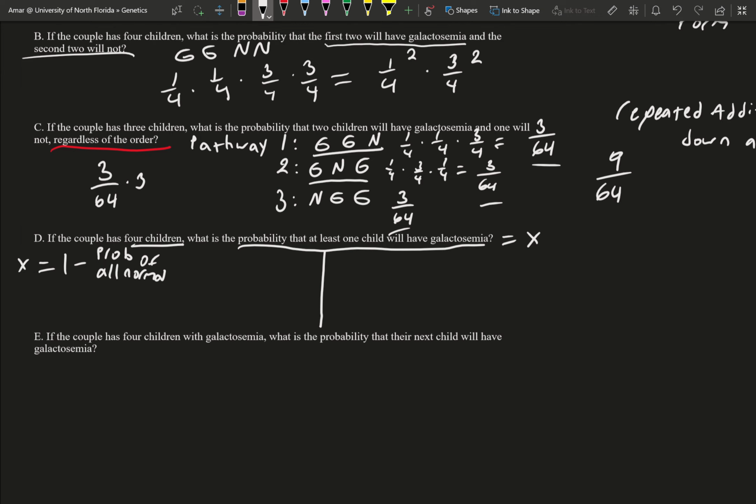So we can simply cut out all the extra hard work for no reason. Hopefully that makes sense. If not, just let me know in the comments. So x is 1 minus the probability of you having completely normal, which is 3 over 4 to the 4th power. And that'll be your answer.